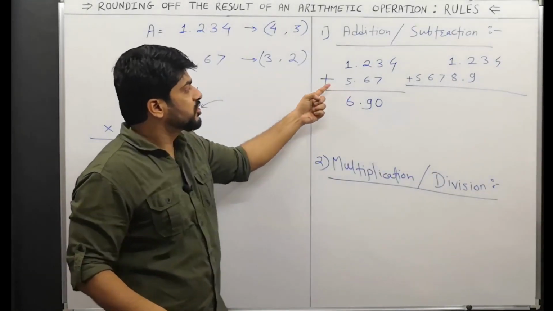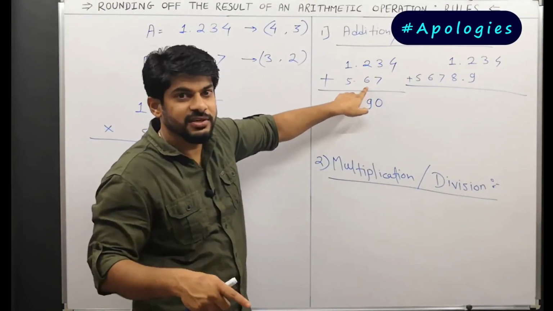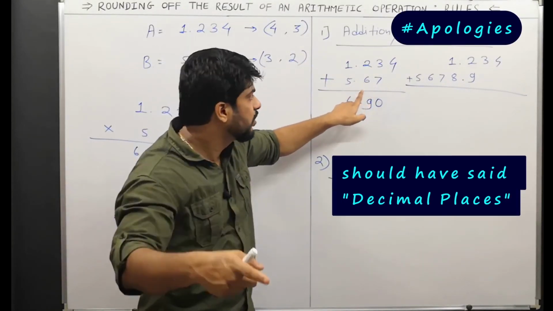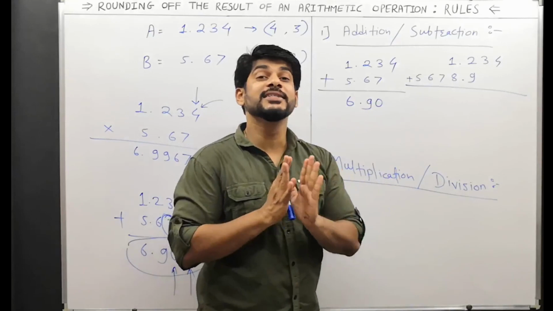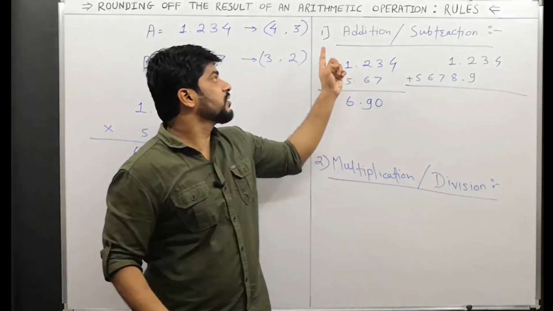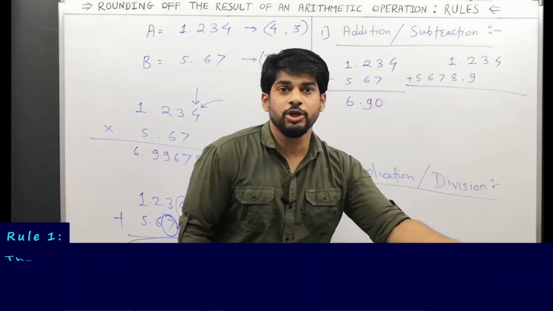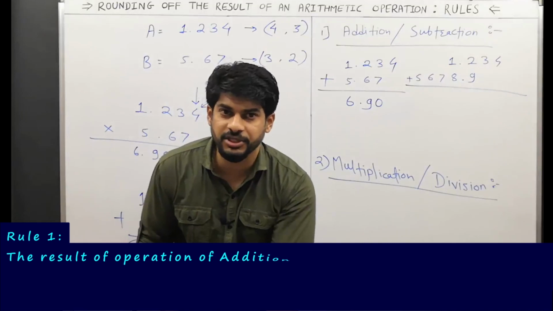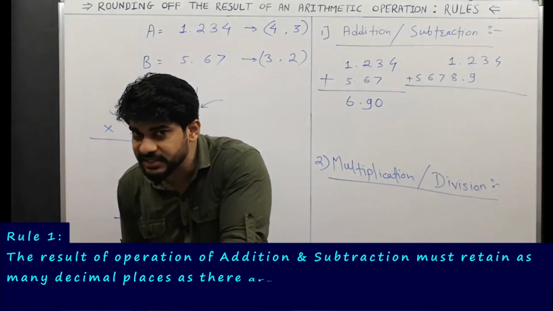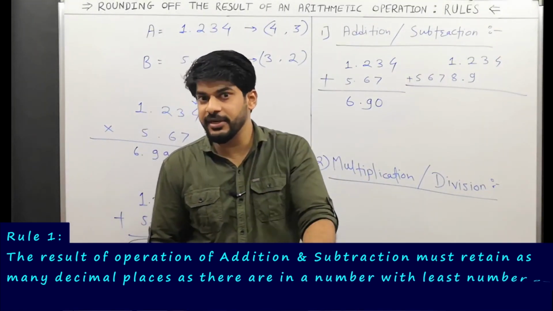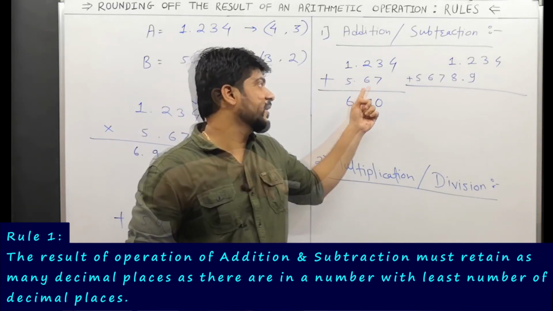Same here, out of these two numbers check which one has the least number of decimal places and check how many there are. 1, 2, 2. So the answer would also contain only 2. That is the rule for addition or subtraction. I will repeat it again. The result of an addition or subtraction must retain as many decimal places as there are in the number with the least number of decimal places.